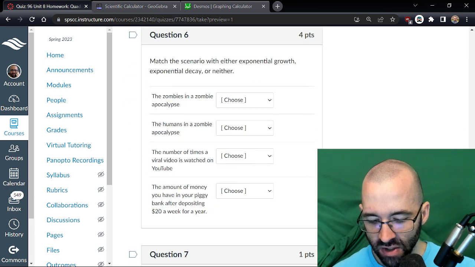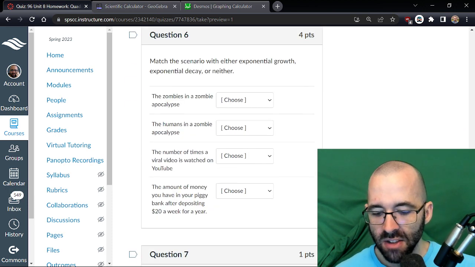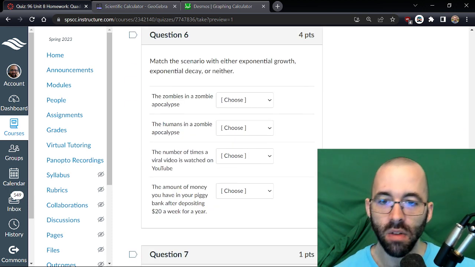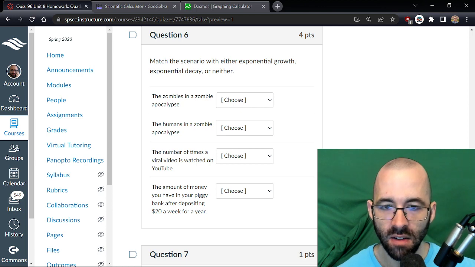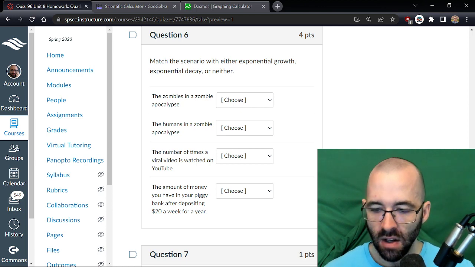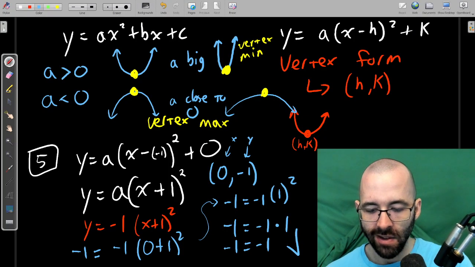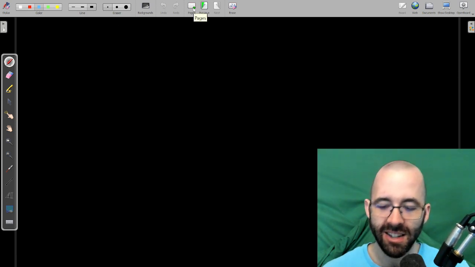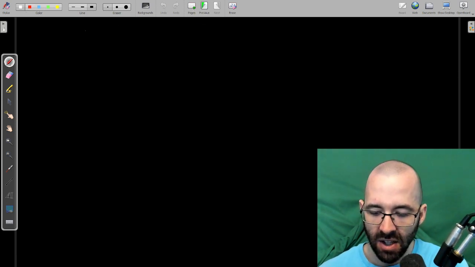Let's look at the last question, number 6. Match the scenario with either exponential growth, exponential decay, or neither. Okay, so crash course in exponential. Here's what they look like.